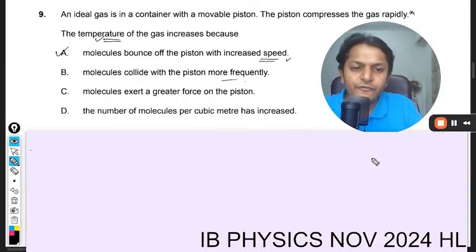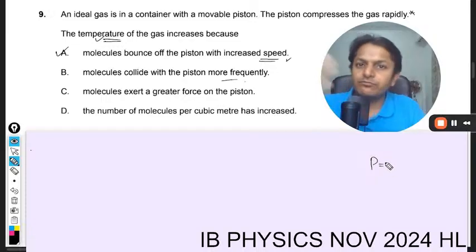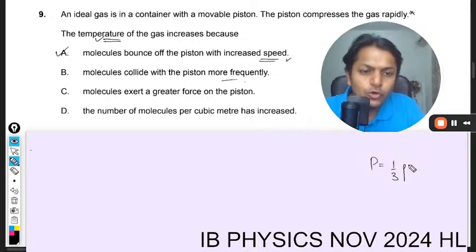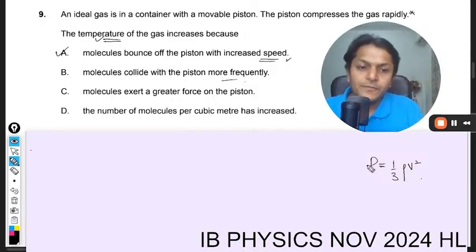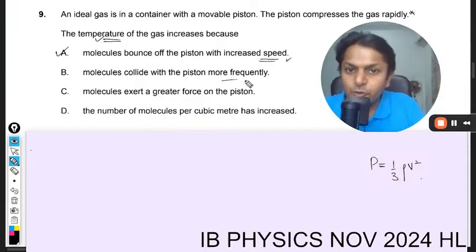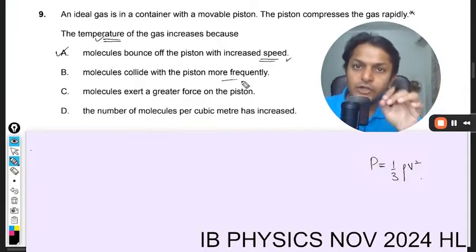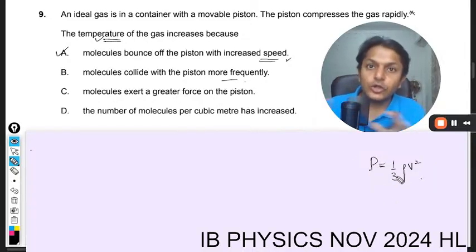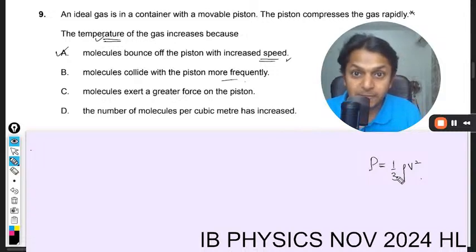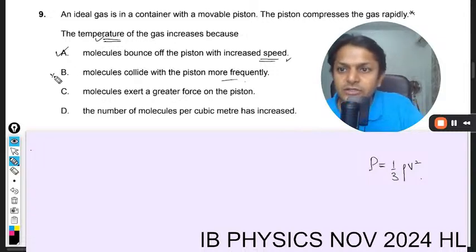Because from the ideal gas theory, what we have is 1 by 3 rho v square. That is the formula for the pressure. And you can see that there is nothing there for frequency or the time of the collision or something, that is not required here. So this thing is not happening. So pressure is also not connected with the frequency anytime. So B is not the right answer.